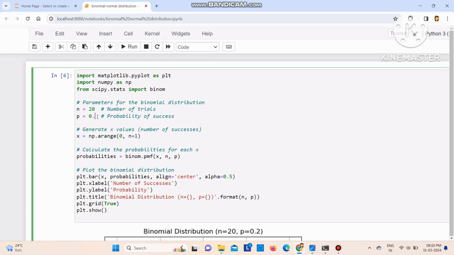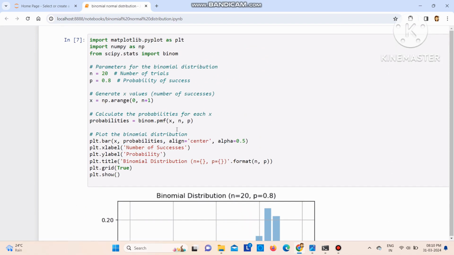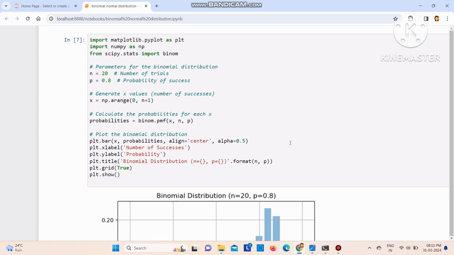Suppose you have, let us give 0.8, then let's see what happens. Now it has become left skewed. Okay, so if it is 0.5, the binomial distribution is symmetrical, otherwise it becomes left skewed or right skewed.